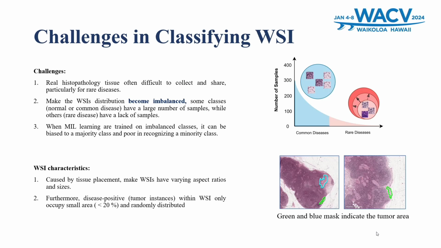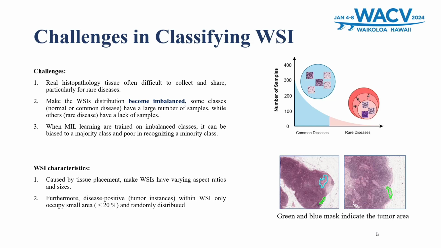In this paper, we address the challenge in whole slide image classification learning. The first one: real histopathology tissue is often difficult to collect and share, particularly for rare diseases, which makes the WSI distribution imbalanced. Some classes may have a large number of samples, while others lack samples. When existing MIL methods are trained on imbalanced classes, they can be biased to a majority class and poor in recognizing a minority class. The right image is the visualization of a common disease and a rare disease.